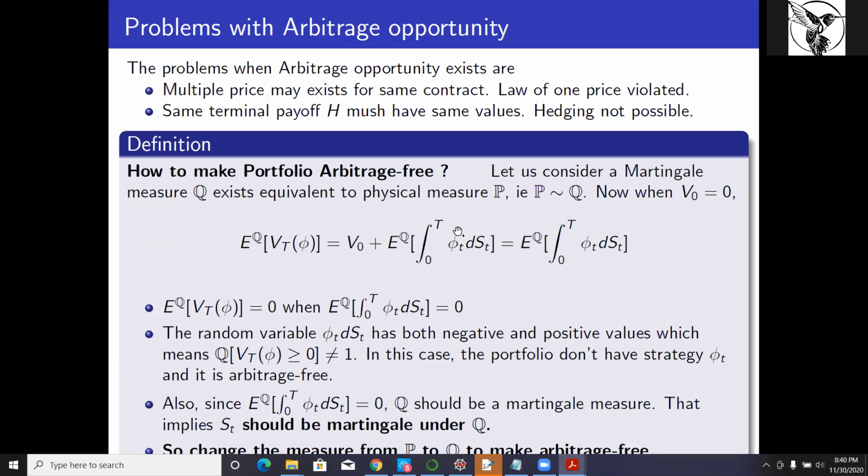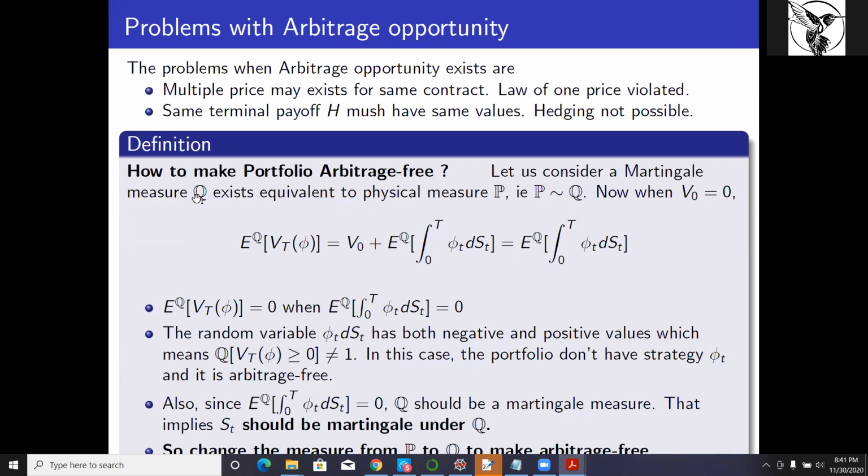Let's consider that the physical measure for the particular market is P. P is the physical measure of the market. If I take the physical measure and try to compute, there is a possibility that an arbitrage opportunity may exist. But let us take one step: we will change the measure to one which is equivalent to P.